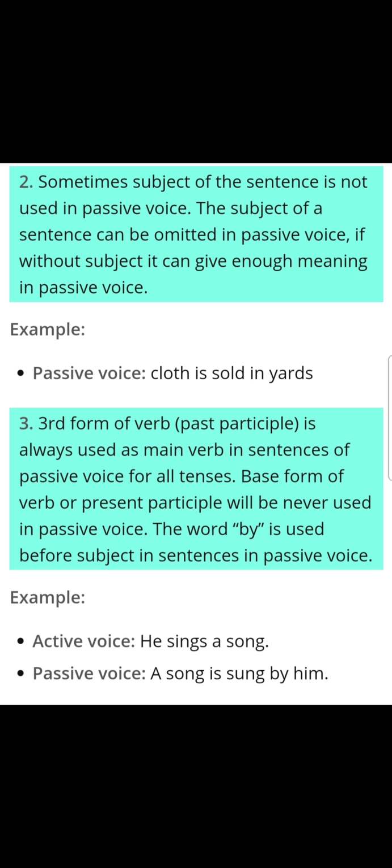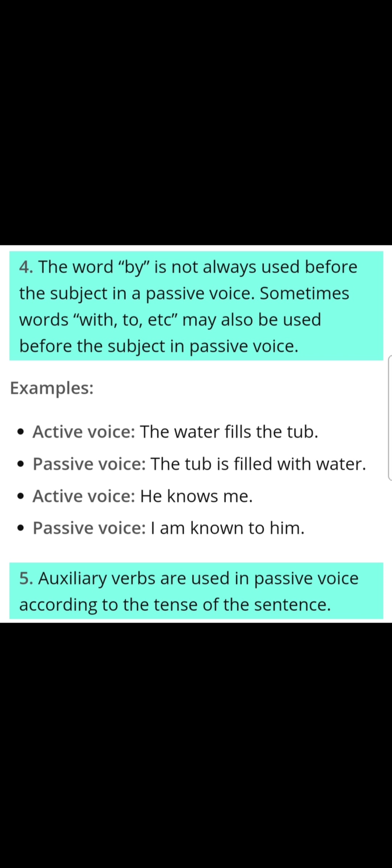Now we will move forward to the fourth rule. The fourth rule is that the word by is not always used before the subject in a passive voice. Sometimes the word with, to, etc. may also be used before the subject in passive voice. Examples: The water fills the tub. The tub is filled with water, not by water. Sometimes we do not use by. He knows me. I am known to him.